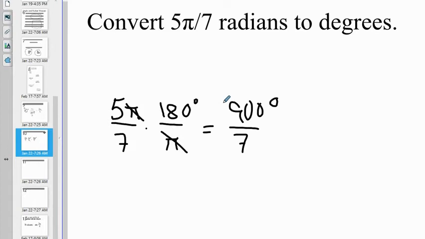And if we have a calculator, we can plug that in. Otherwise, it is what it is. 900 over 7 degrees doesn't simplify any more than it is. So that's what we're stuck with.